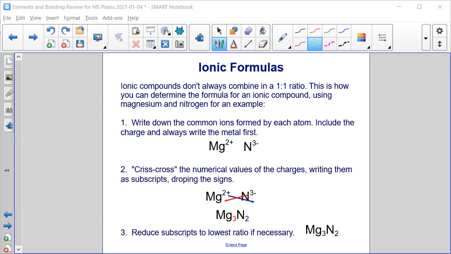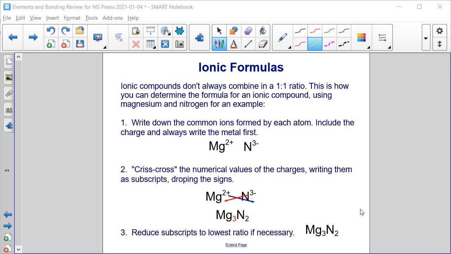First, write down the common ion that's formed by each atom, including the charge, and always write the metal or the cation first. So cation always comes first. So here we have magnesium, which commonly forms a 2+ cation, and nitrogen, which commonly forms a 3- anion.